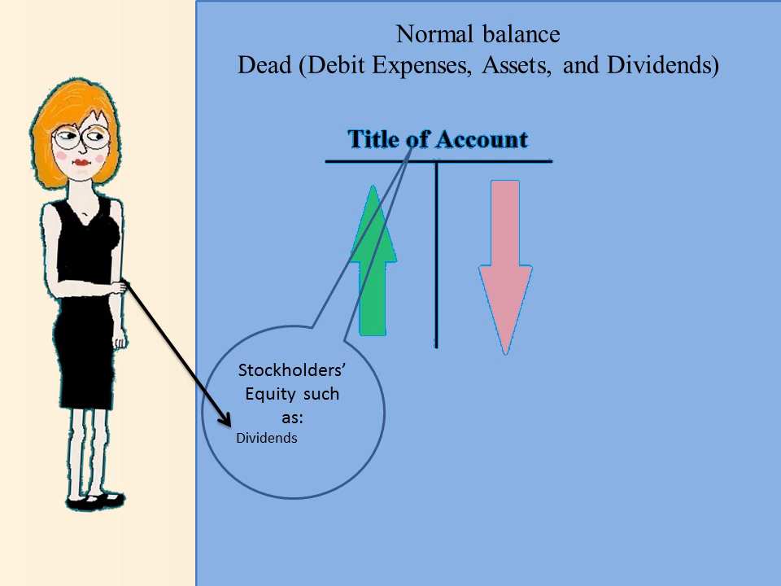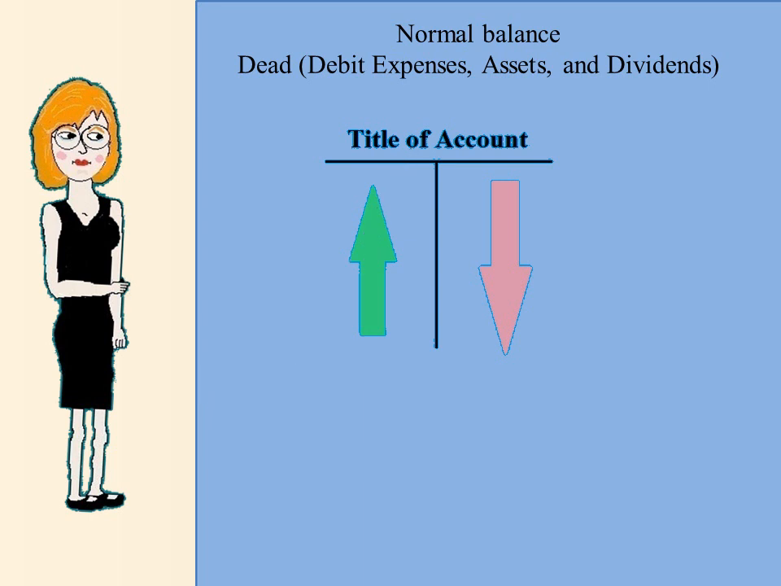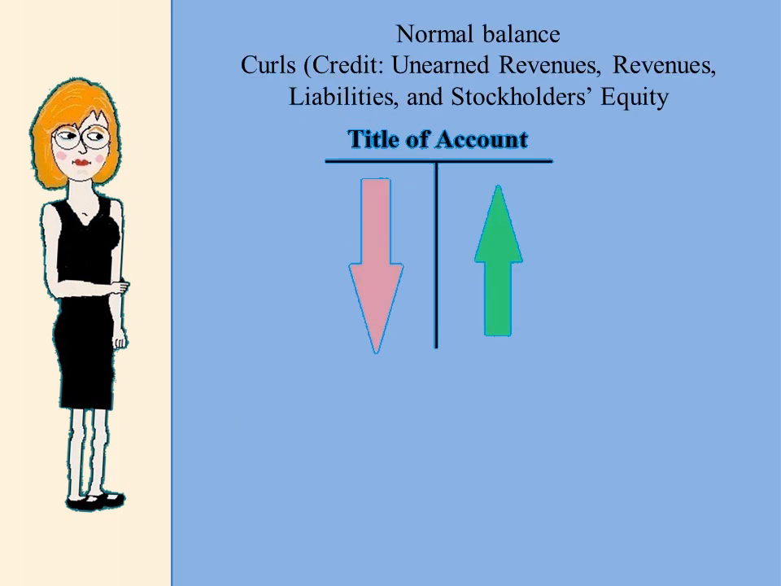The normal balance, the side on which these accounts increase, is the left side, and the right side of these accounts decreases these accounts. Next, we will go into CLIC. CLIC is credit, liabilities, income (revenues), and capital (stockholders' equity). For these accounts, it is the right side that increases these accounts and the left side that decreases these accounts. Then there is the title of these accounts.